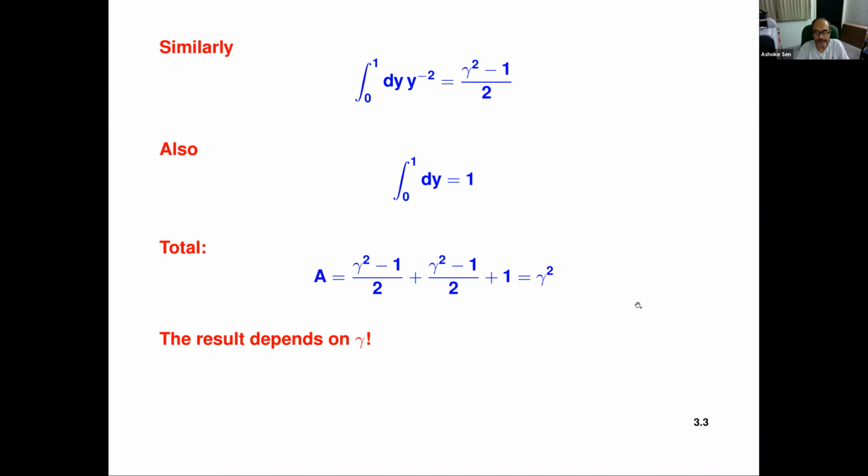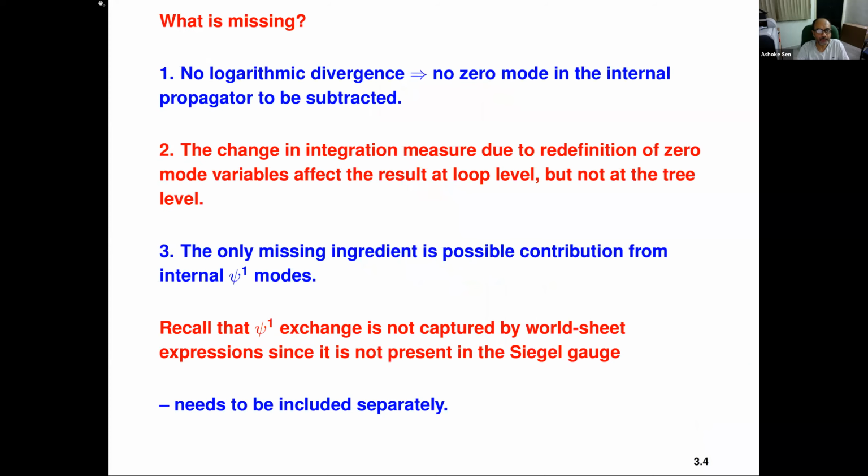Okay, so let me then proceed. Let's take stock of what is missing. Here we didn't encounter any logarithmic divergence. That means there is no zero mode in the internal propagator that has to be subtracted. Because if there are zero modes to be subtracted, then we don't expect the amplitude to be independent of alpha and gamma till the very end, since you have subtracted something and have to ultimately do that integral to see this independence. But here you didn't subtract anything, so you don't expect that to cause a problem.